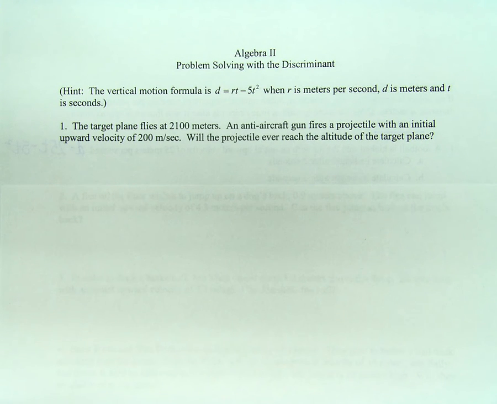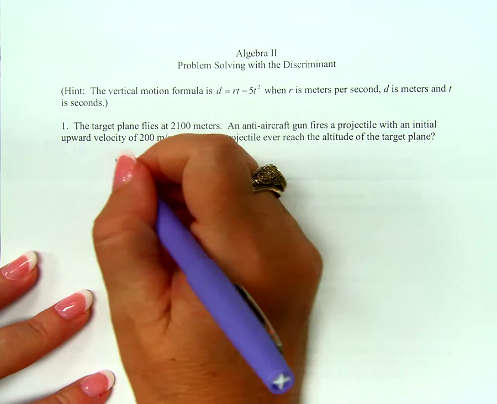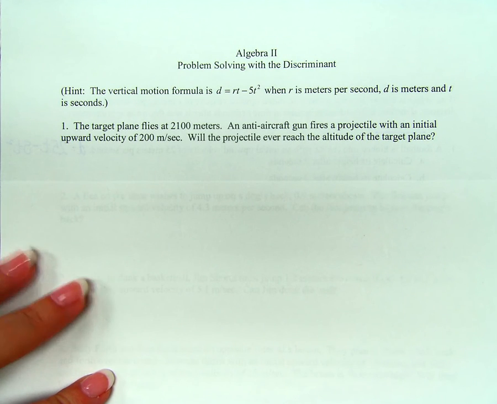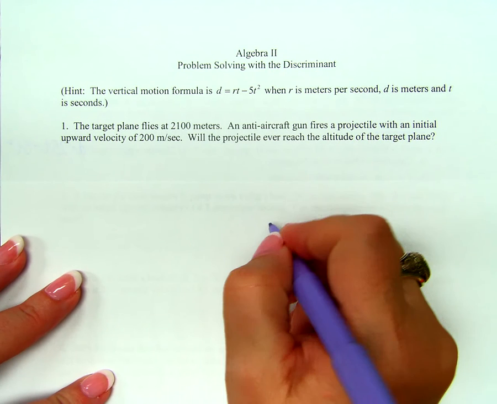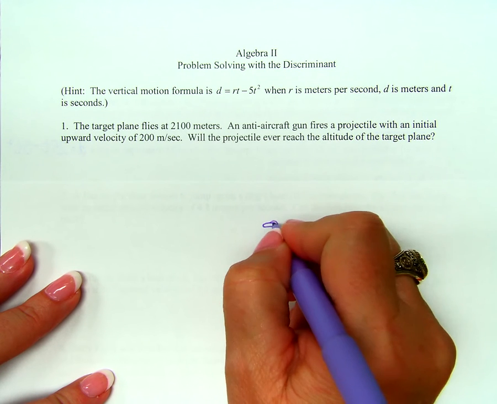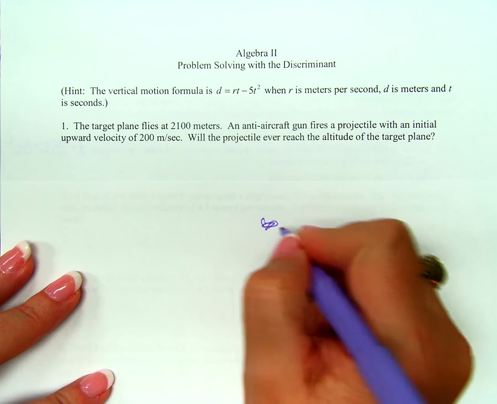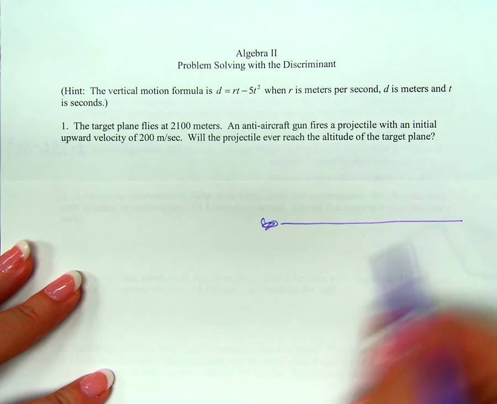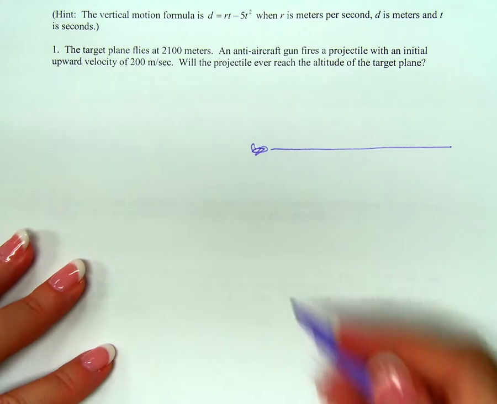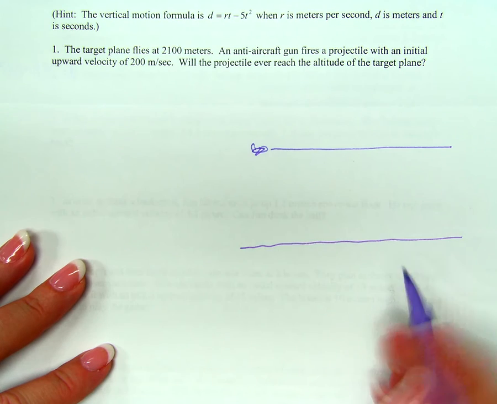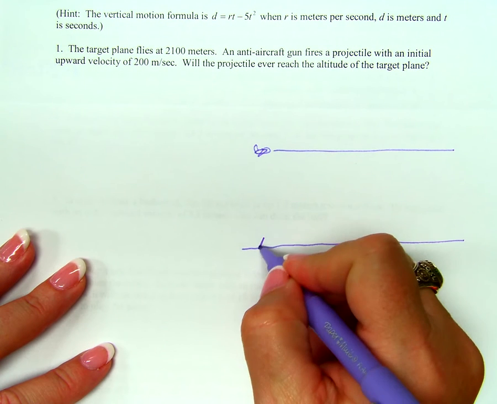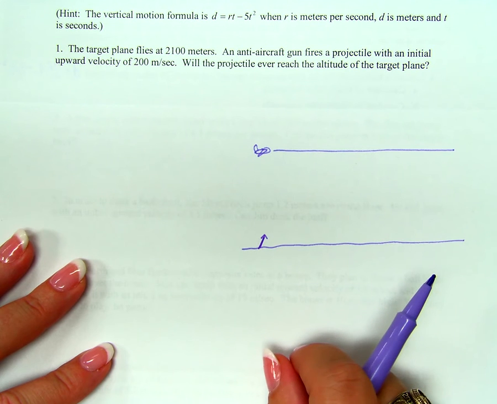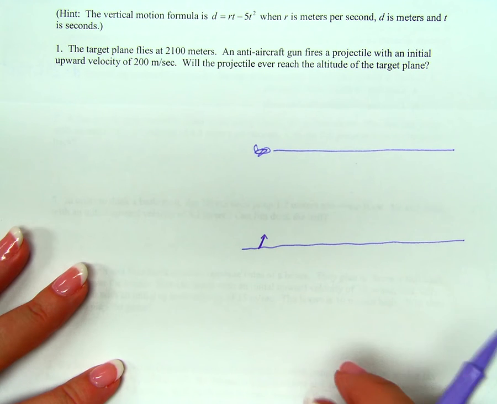Yes or no? Now, we can't just write yes and go on. We have to have the math to back it up, right? So let's think about what's happening here. I have this plane that's flying like that, right? And then I have the ground down here, and they're firing. I can't draw guns, so I'm just going to draw that. Okay? Plus, we're at school, I don't want to draw guns.